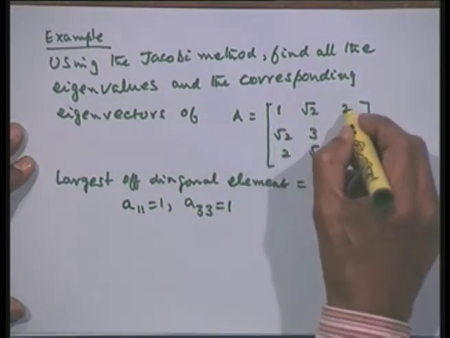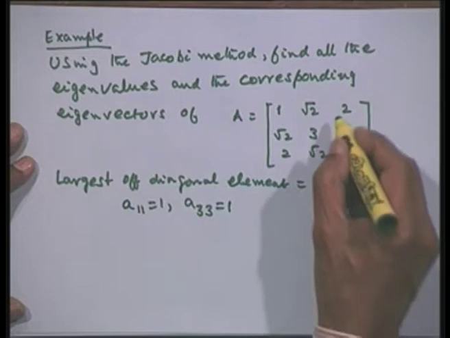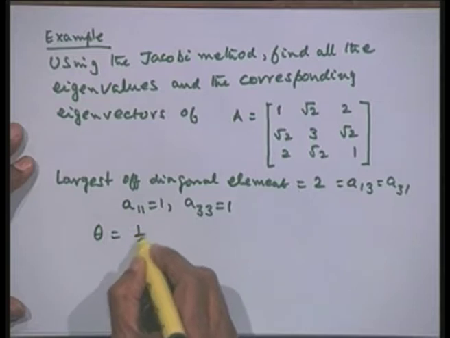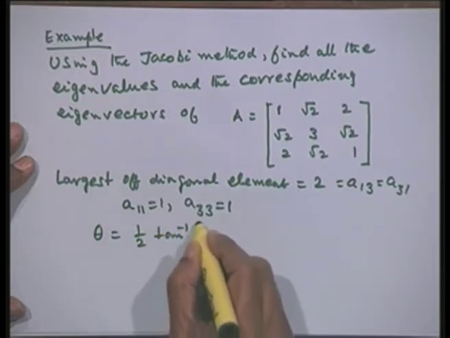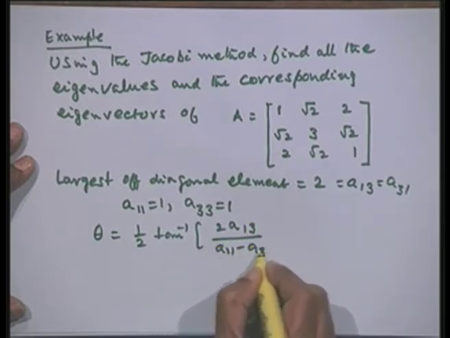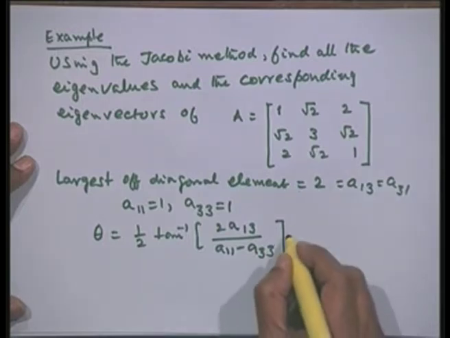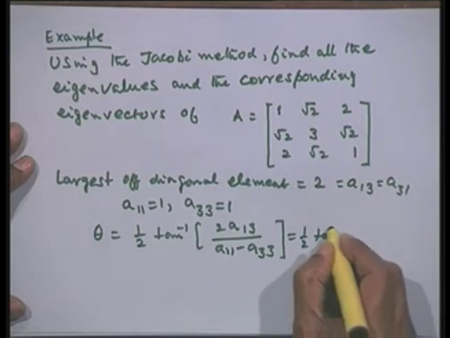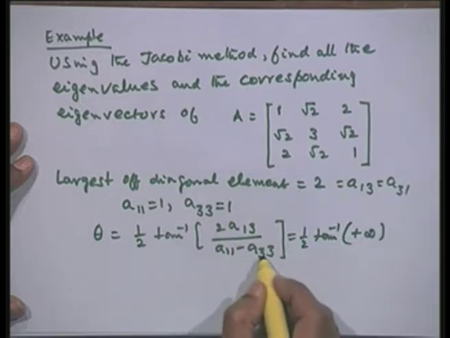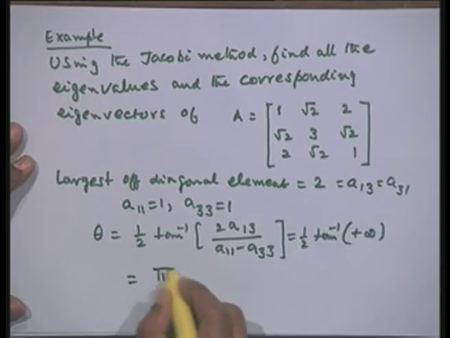So, with respect to this element I am now taking that sub matrix, that is, the diagonal elements are 1 and 1 and this is 2. Now, I find theta, theta is equal to half tan inverse of 2 times A13 by A11 minus A33, and this is half tan inverse of plus infinity. A11 is equal to A33 here and A13 is positive, therefore, we have plus infinity. Therefore, the value of theta is pi by 4.